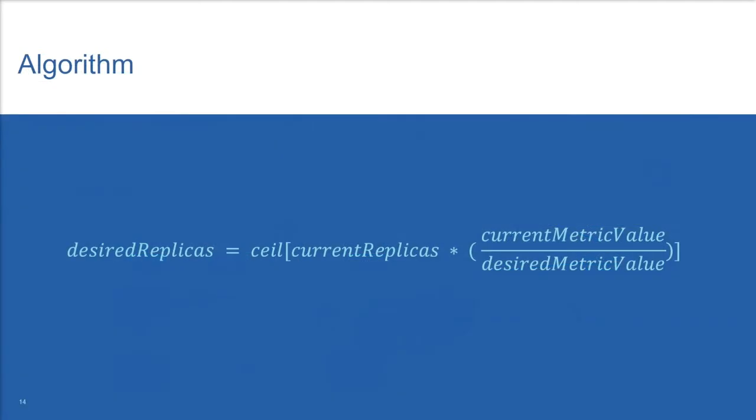This is the algorithm that HPA uses when autoscaling deployments. For example, if the current metric value is 200 and the desired value is 100, the number of replicas will be doubled.